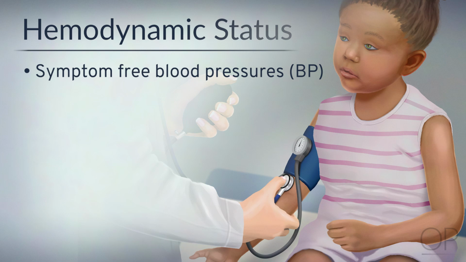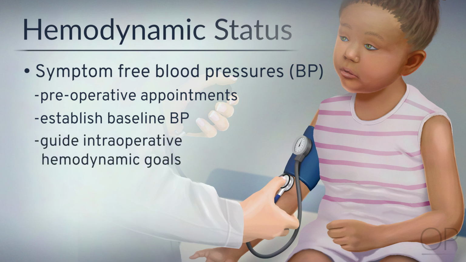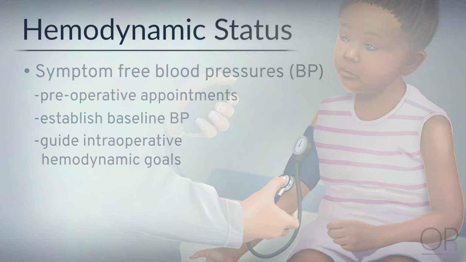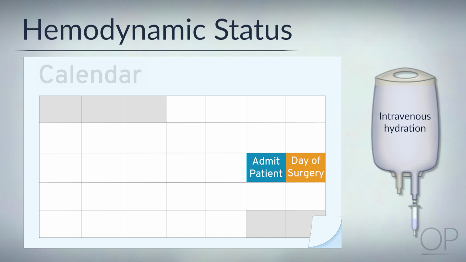Symptom-free blood pressures obtained during preoperative appointments will establish baseline blood pressures for each patient prior to surgery in order to guide intraoperative hemodynamic goals. To help prevent hypovolemia during surgery, patients can be admitted the evening prior to surgery for aggressive intravenous hydration, which can be continued postoperatively until adequate oral hydration is achieved.